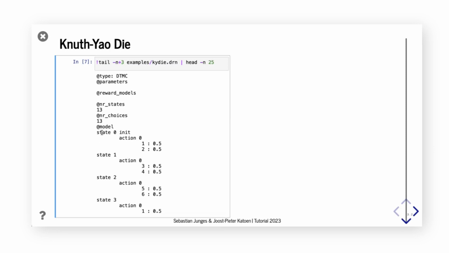So the model in state 0, this is also the initial state. And then there are 2 possible transitions. With probability 1/2, we will go to state 1, and with probability 1/2, we will go to state 2. And then in state 1, with probability 1/2, we go to state 3 or 4. Yes, Michael.